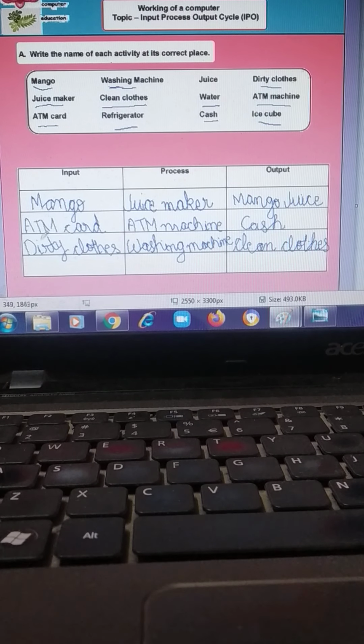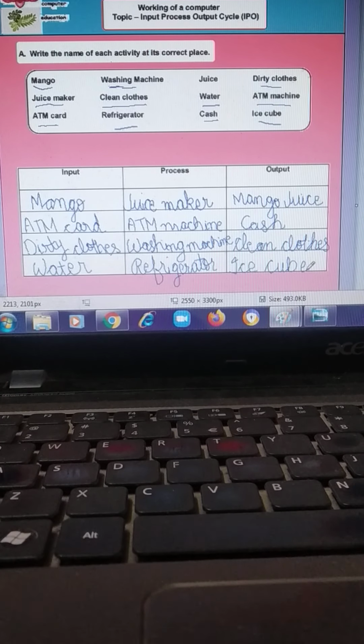So next one is water. I had taken water and I put it in my freezer, in my refrigerator. So water is the input and refrigerator is the processing device that is helping me to get the ice cubes, to make the ice cubes. So this is the final output we got.